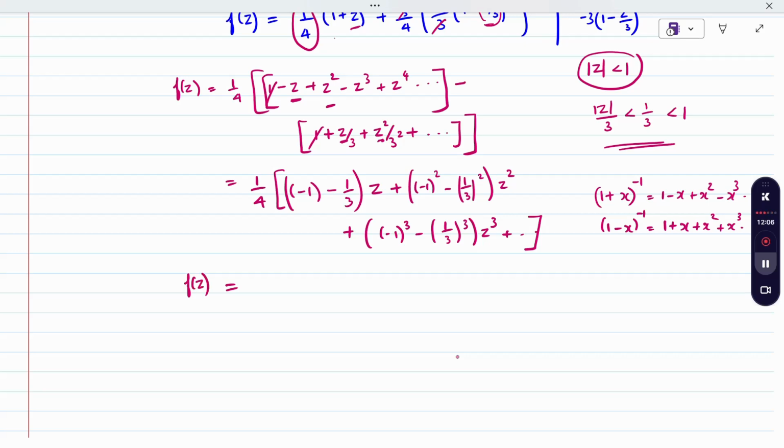So f of z, now I am getting 1 by 4 outside. I can write it as a summation, because every term is the same only: z, z squared, z cube, z power 4, etc. So it is nothing but z power n. In common terms, you check: minus 1 power 1, 2, 3, 4, etc. Same way minus 1 the whole power n. So the minus symbol commonly. Same way 1 divided by 3, 3 square, 3 cube, so it is 3 power n. If so, this is our final answer. It is the Taylor series expansion.